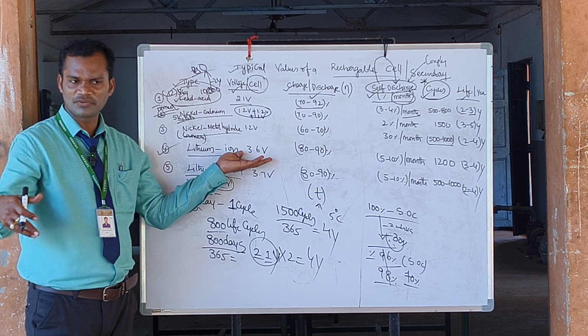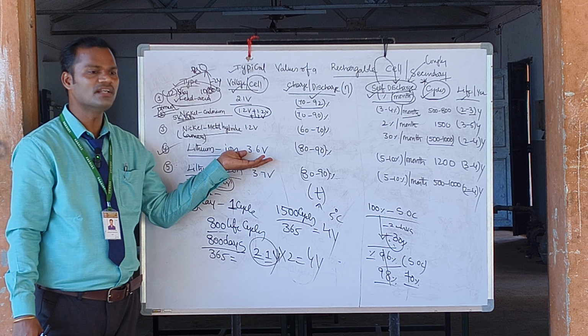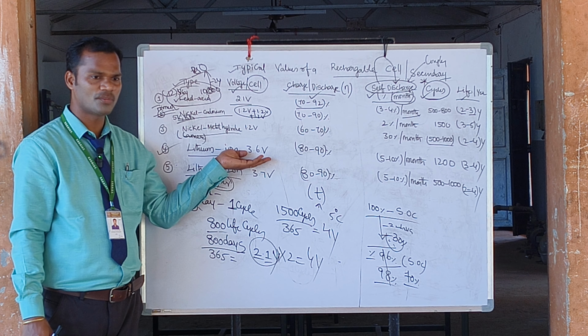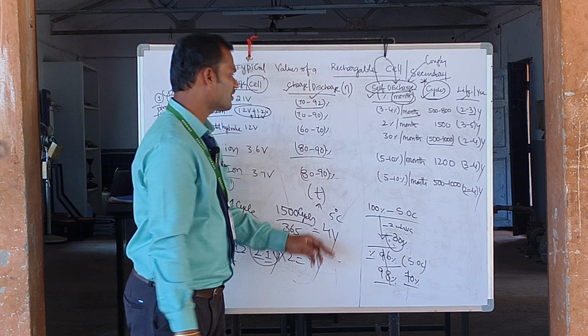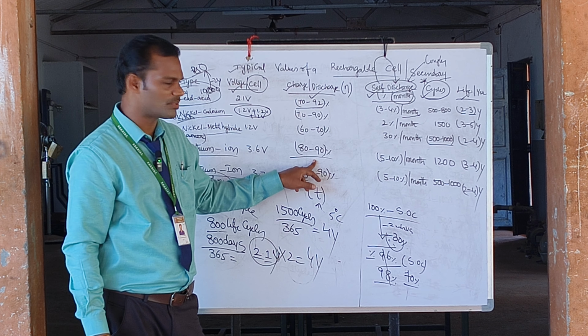So what is the operating voltage of your mobile phone? 3.6 volts. So the battery voltage is also how much? 3.6 volts. And what is the ampere hour efficiency of your mobile battery? 90%.